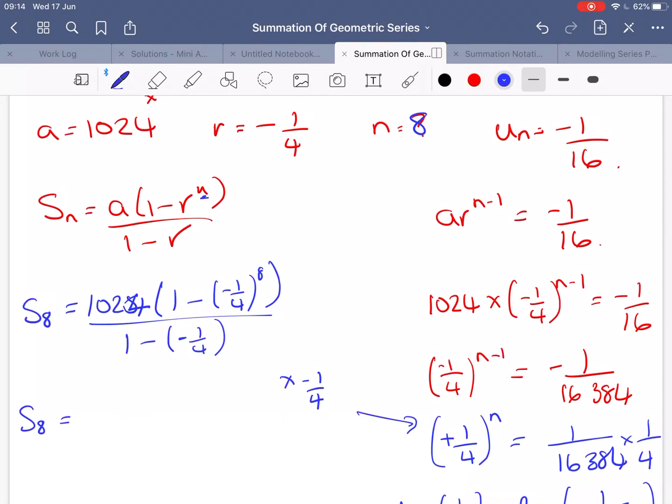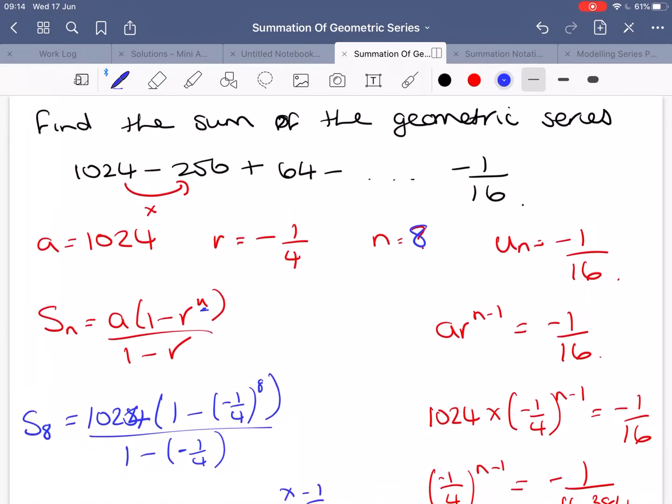1024, open the brackets, 1 minus... I've got to be honest, with easy fractions like that, I turn them into decimals, so I do minus 0.25 to the power of 8, just because it's easier to type, over 1 take away minus 0.25 in the denominator, and we end up with our sum of 819.1875. And at first you might think, hold on, but that's smaller than the first term.